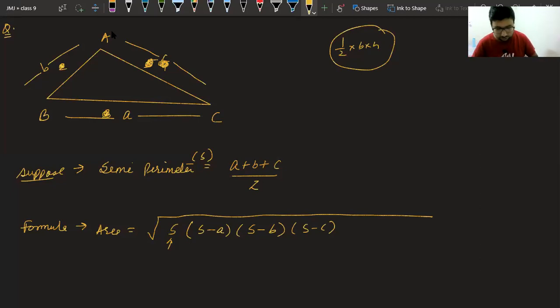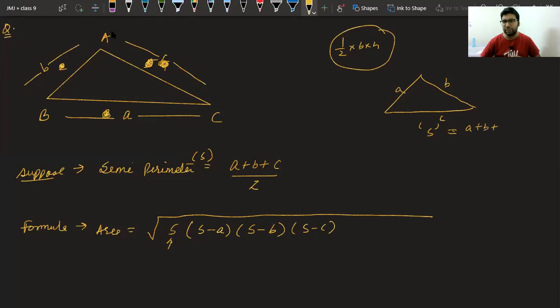What is S? Utkarsh, S is your semi-perimeter. He made this quantity to find the area of a triangle. S is your semi-perimeter, sum of all sides upon 2. So whatever triangle is given to you, you first have to find its S. S is the sum of all the lengths, that is A plus B plus C upon 2. After finding S, you can find the area with this formula. That's it.